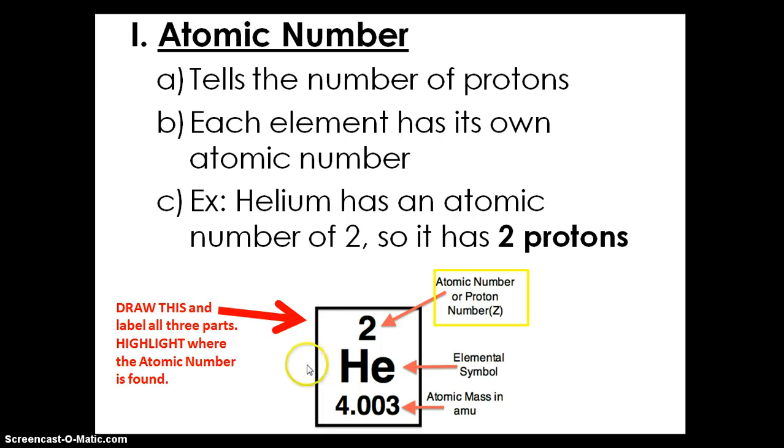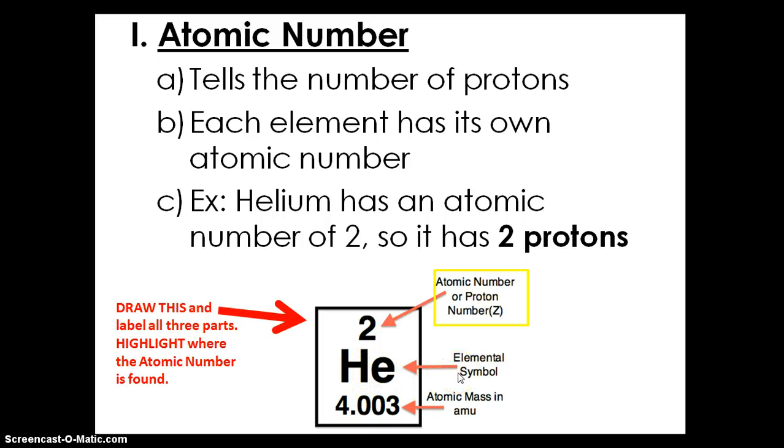Draw and label this square and highlight where the atomic number is found. This is where the atomic number is found. 2. That means there's 2 protons. Helium, He, capital H, lowercase e. Be careful with your capitals and lowercases.